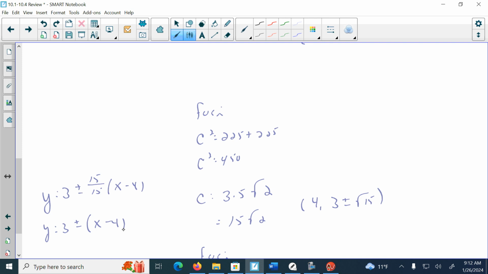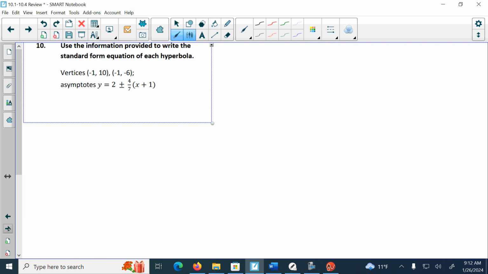Okay, moving on to the next one. Use the information provided to write a standard form of a hyperbola. So when I do this, my vertices are negative 1, 10. So negative 1, 10, something up here. And negative 1, negative 6. So my y is going to be the one that's positive. My center is going to be halfway between those two.